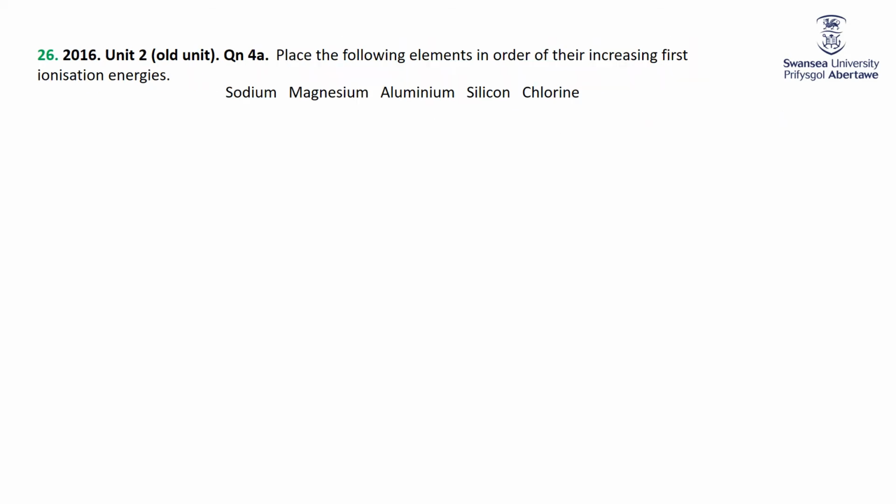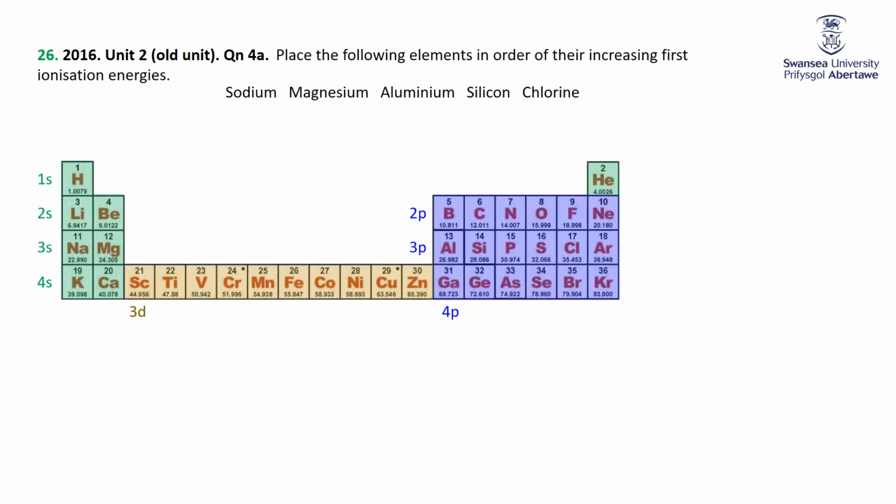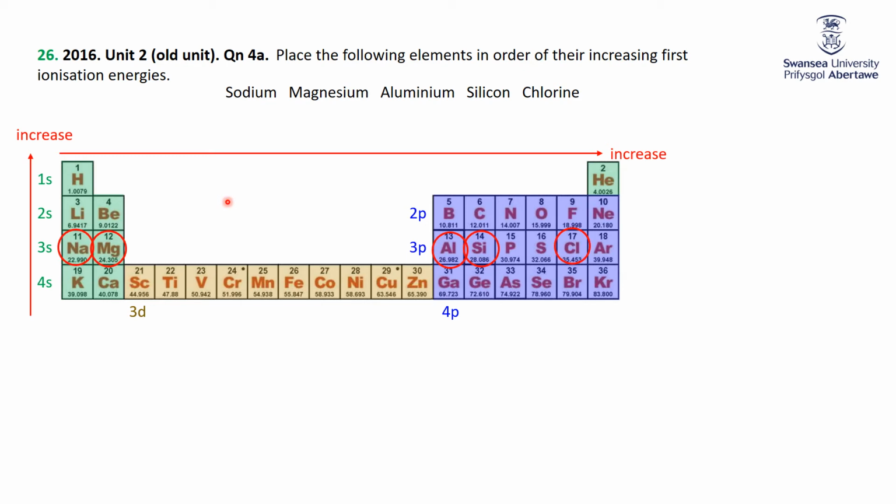Following elements, order increasing first ionization energies. So as we look at it, they're just given to us in the order that they are on the periodic table: sodium, magnesium, aluminium, silicon, and then chlorine up to the side. Generally, ionization energies increase as you go from left to right, and so we would expect this to be the order. However, magnesium and aluminium are a little bit squiffy.